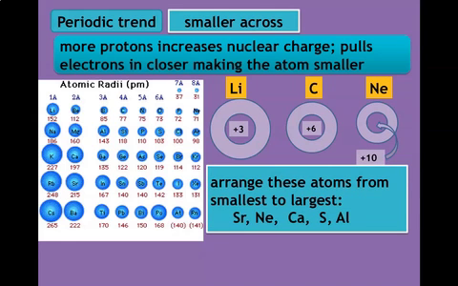So if you have to arrange these atoms from smallest to largest, you need to take into account both the group and the periodic trend. Your teeniest atoms are going to be in the top right corner, and as you go diagonally down and to the left, they're going to get bigger. So the one in the most top right corner out of that list is neon. Then the next one is sulfur. And the next one we come to as we move down and to the left is aluminum, followed by calcium, and then strontium is last, making it the biggest.